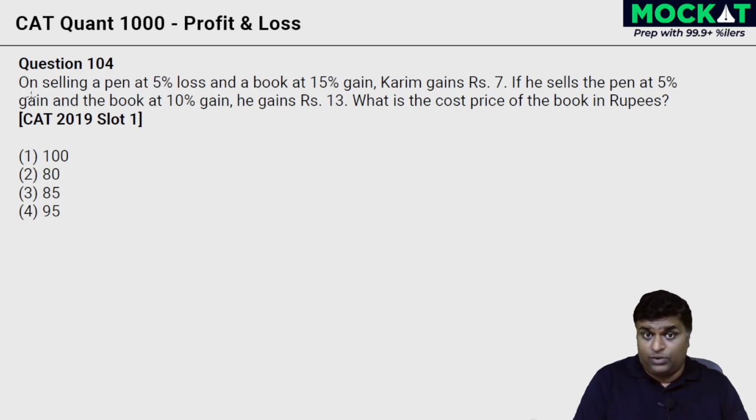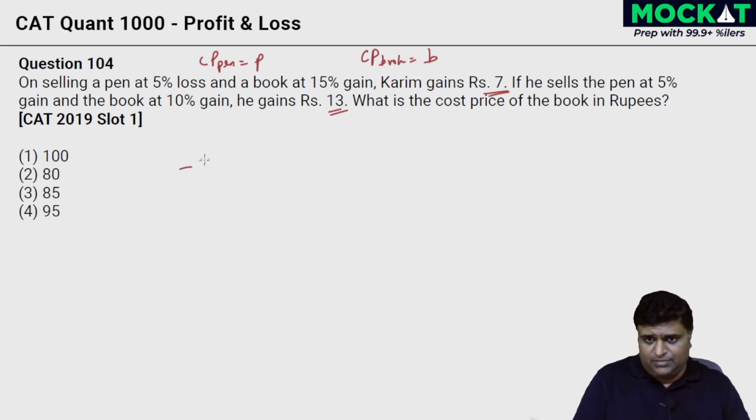On to question 104. On selling a pen at 5% loss and a book at 15% gain, Kareem gains rupees 7. If he sells at 5% gain and 10% gain, he gains 13. Two absolute values, two variables over here, we can just use and get done with it. It's like two linear equations. First up, let the cost price of a pen be p. Let the cost price of a book be b. Let's make it p and b so that it's easy.